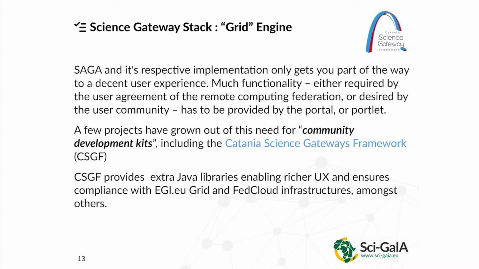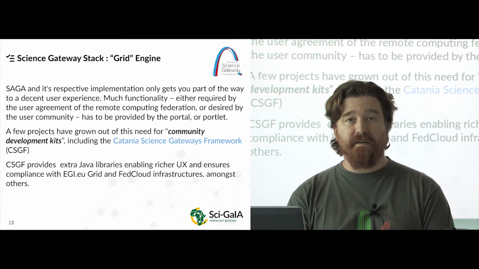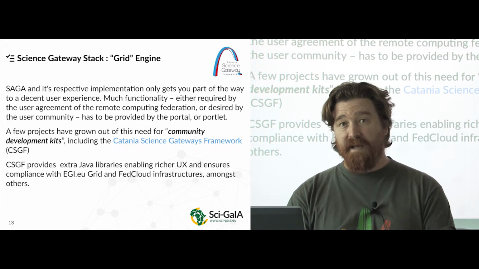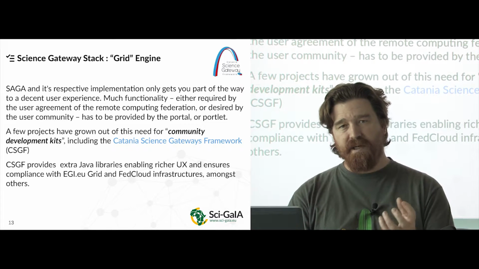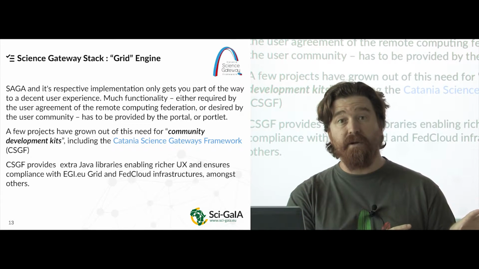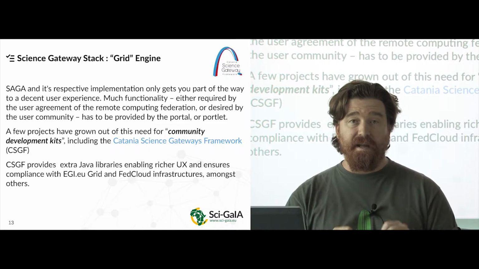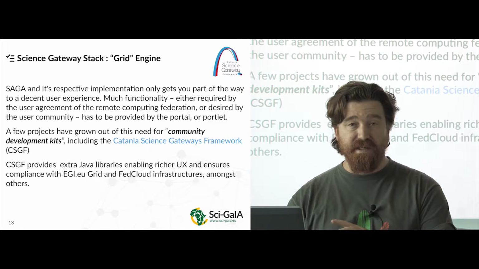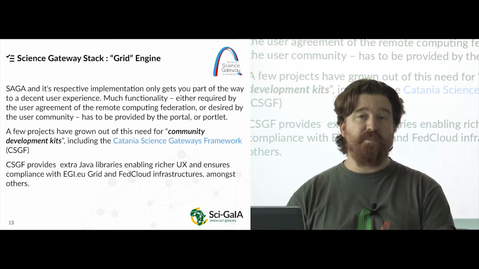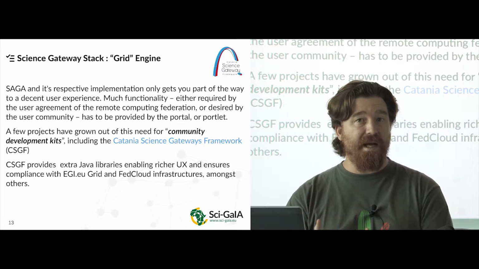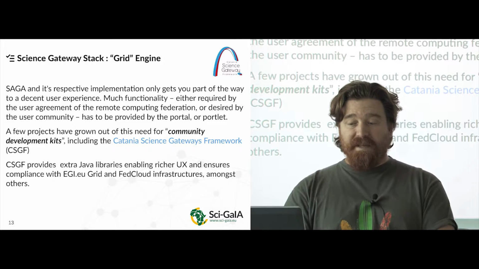So finally, we come to the last piece of the Science Gateway stack, and that is the so-called grid engine. Although this is somewhat a misnomer at this point, because the concept of a computing infrastructure has been abstracted by the Sci-GaIA API as well as the actual grid engine. So we're just using grid as a kind of catch-all term for anywhere you can submit a job. And that can be a cloud interface, a HPC interface, or an actual distributed computing interface, which may look like Globus or G-Lite.